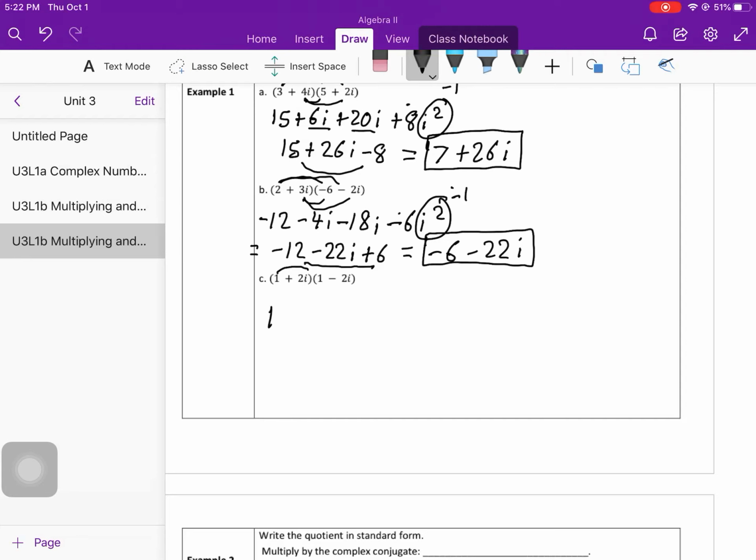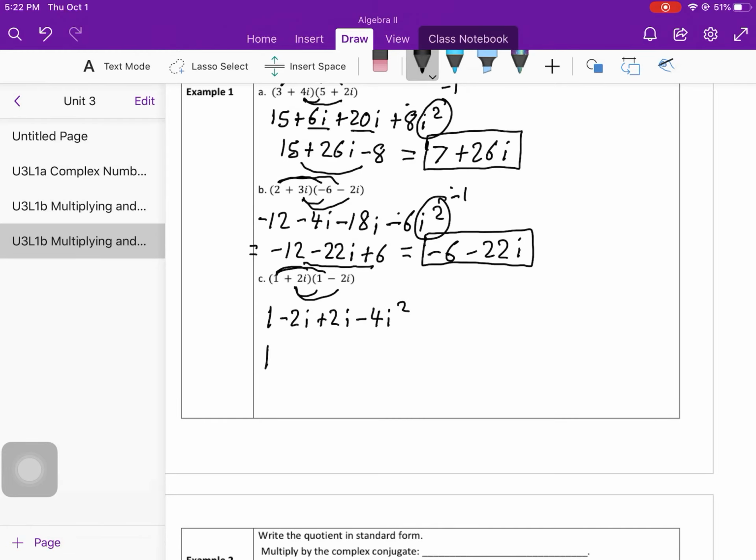So 1 times 1 is 1. 1 times -2i is minus 2i. Positive 2i times 1 is plus 2i. And then 2i times minus 2i is -4i squared. Okay, so 1, and then the middle terms here actually cancel each other out. So we get 1 minus 4i squared.